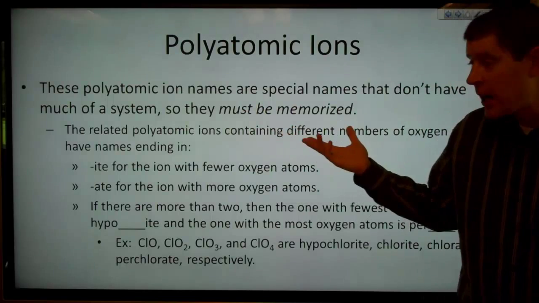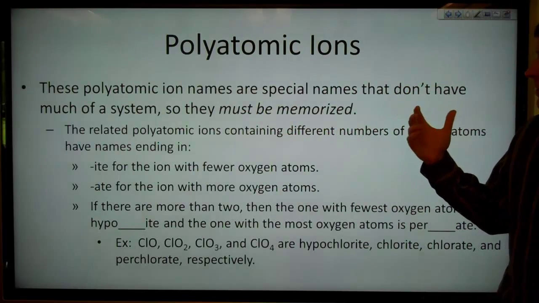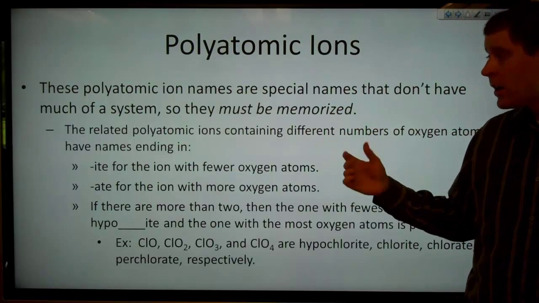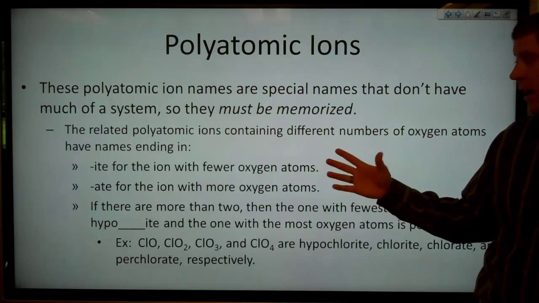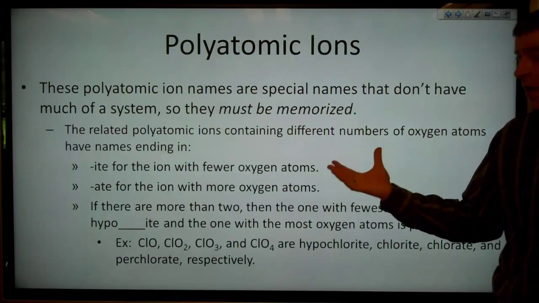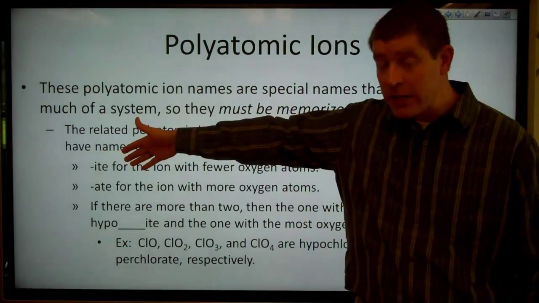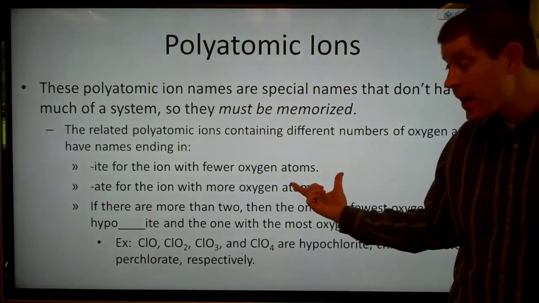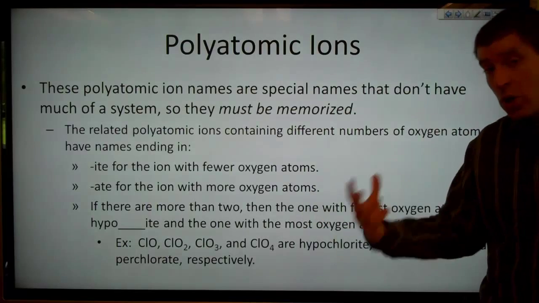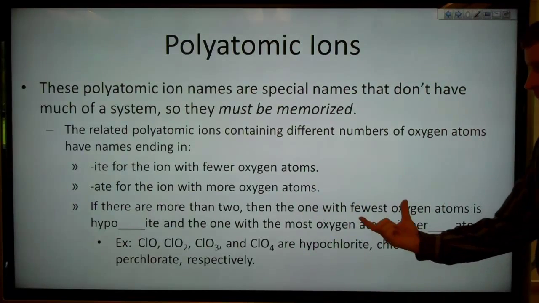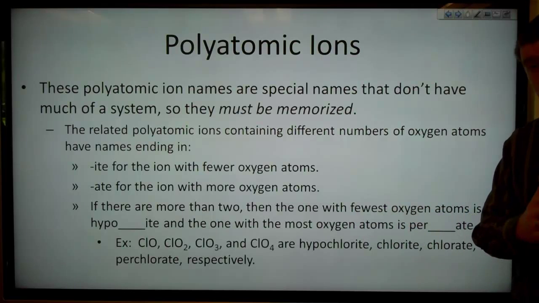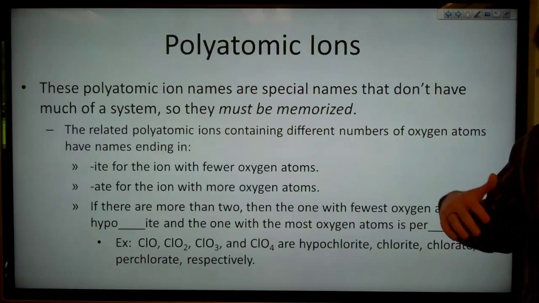Again, these polyatomic ions are special names that don't really have much of a system to them, so you really need to memorize what they are. Some of the related polyatomic ions can contain different numbers of oxygen atoms and have names ending in ite for the ion with fewer oxygen atoms, or ate for the ion with more oxygen atoms. If there are more than 2, then usually there are 4, in which case the one with the fewest oxygen atoms has the prefix hypo and the suffix ite.